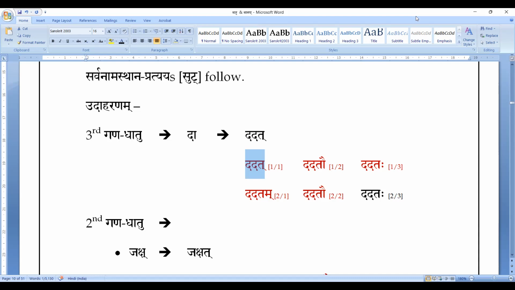Simple. Any dhatu you take. Suppose drish dhatu: pashyati, pashyataha, pashyanti. Pashyanti, you have. You remove the ti. Pashyan, takar also remove. Pashyan, because pashyan is the prathama vibhakti ekavachanam.